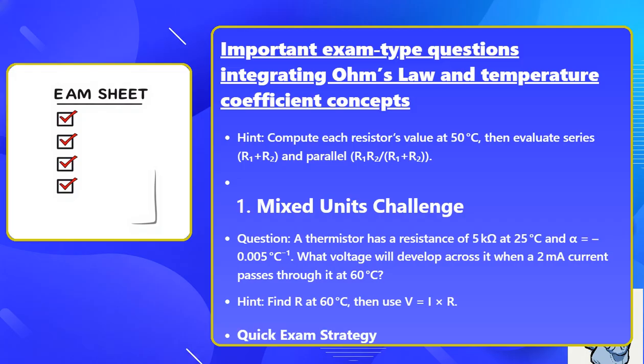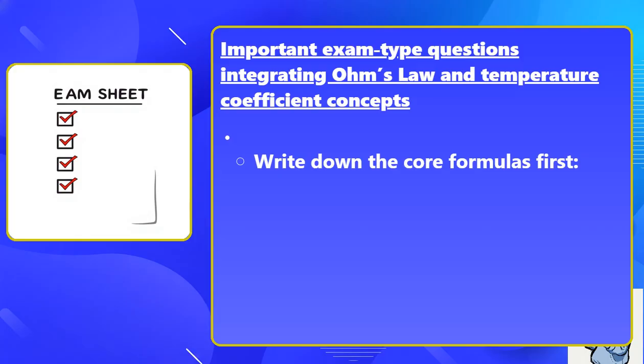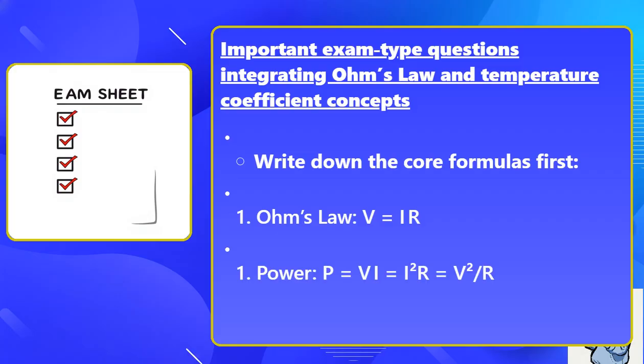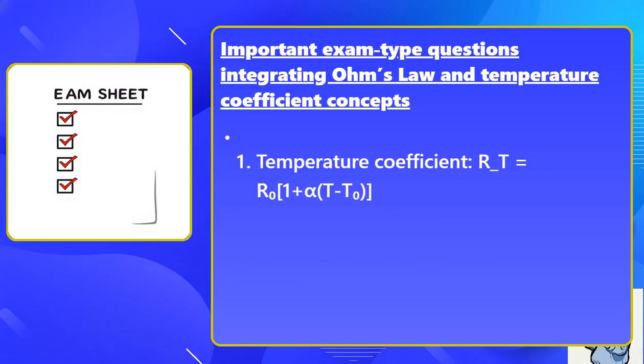Quick exam strategy. Bullet: write down the core formulas first. 1. Ohm's law, V equals I times R. 2. Power, P equals V times I equals I squared times R equals V squared divided by R. 3. Temperature coefficient, Rt equals R0 times [1 plus alpha (t minus t0)].